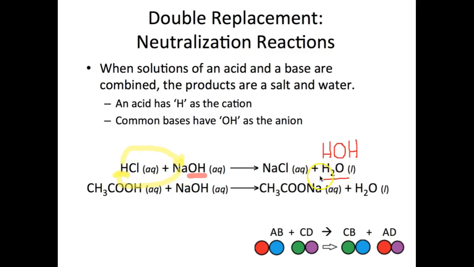Just know if I see water as one of the products with a salt from a double replacement reaction, we're not talking water formed from a combustion reaction where one of my reactants is oxygen. So this isn't a combustion reaction. But pay attention to what's going on. If water is one of your products, then it's neutralization. We've actually taken an acid and a base, we've neutralized them, and we just have water.